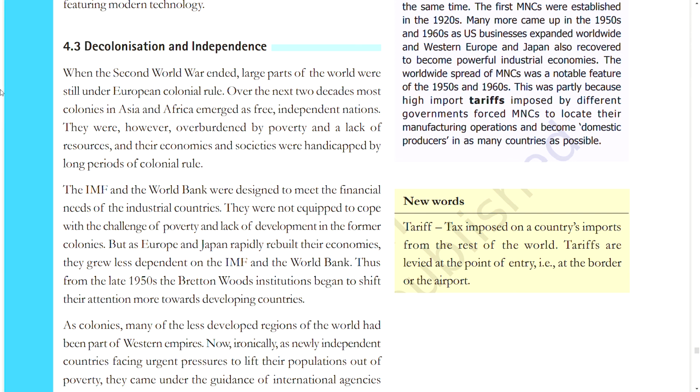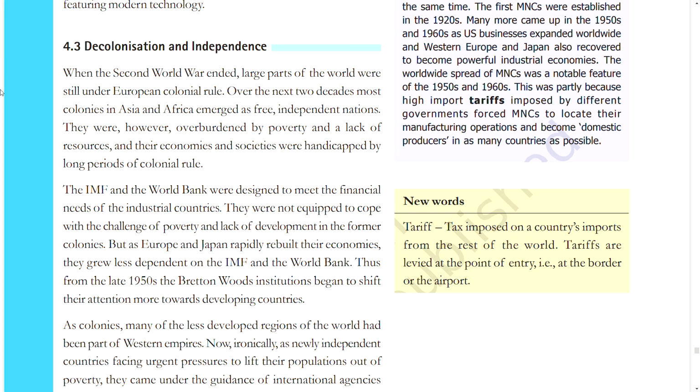Decolonization and independence. When the Second World War ended, large parts of the world were still under European colonial rule. Over the next 2 decades, most colonies in Asia and Africa emerged as free, independent nations. They were, however, overburdened by poverty and lack of resources, and their economies and societies were handicapped by long periods of colonial rule.